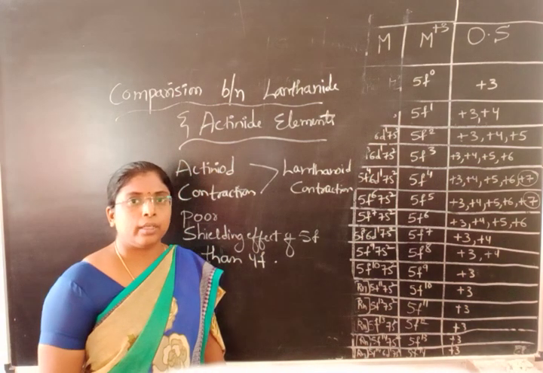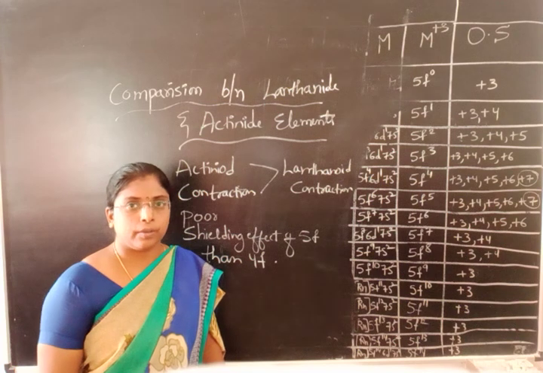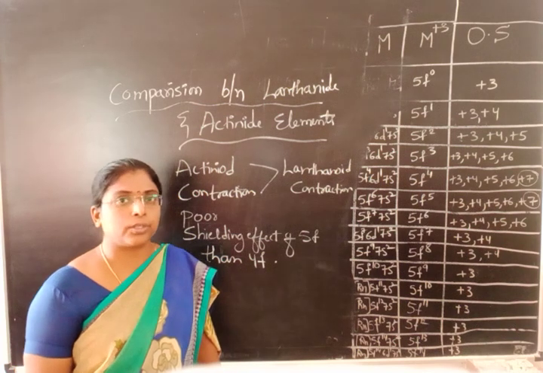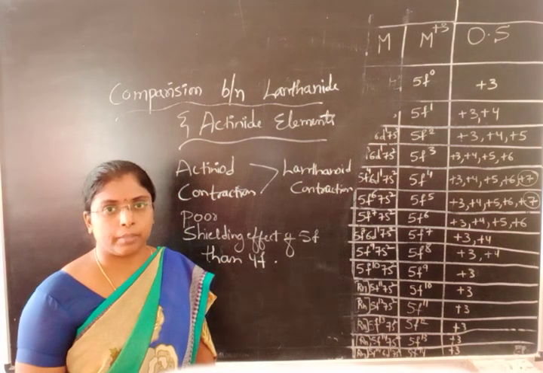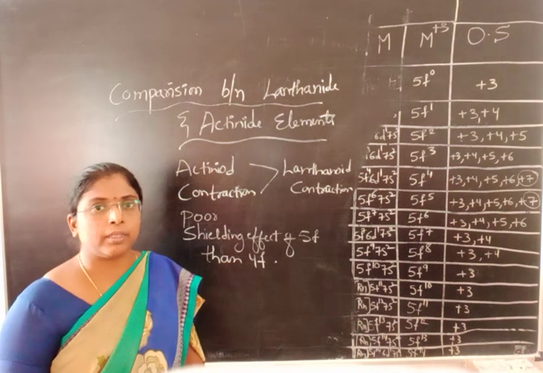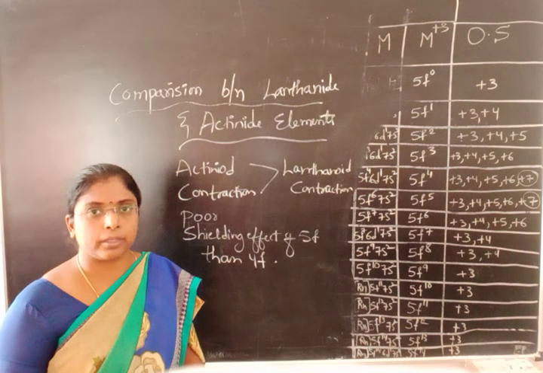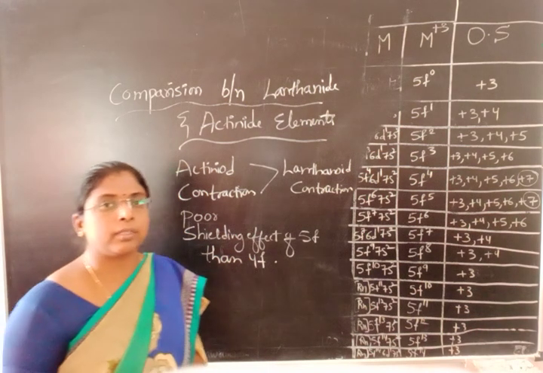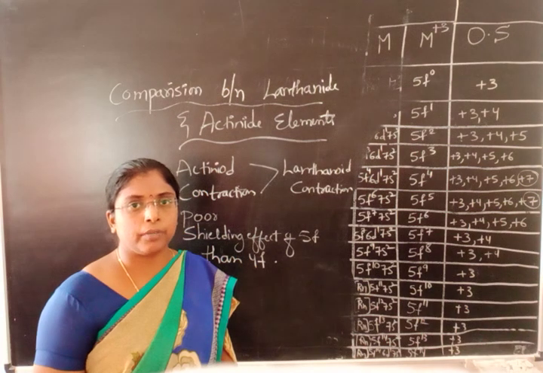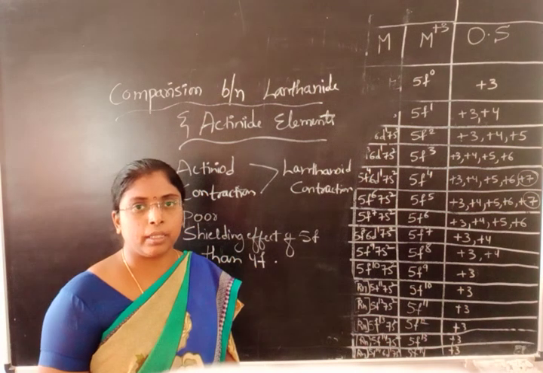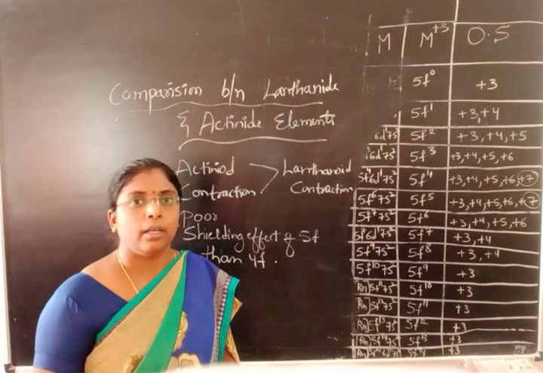Among the actinide elements, generally few elements are naturally occurring and many are artificial, man-made elements. Hence we call those elements transuranium elements. Whereas the lanthanide elements are naturally occurring, the actinide elements are artificially prepared man-made elements synthesized in the lab.